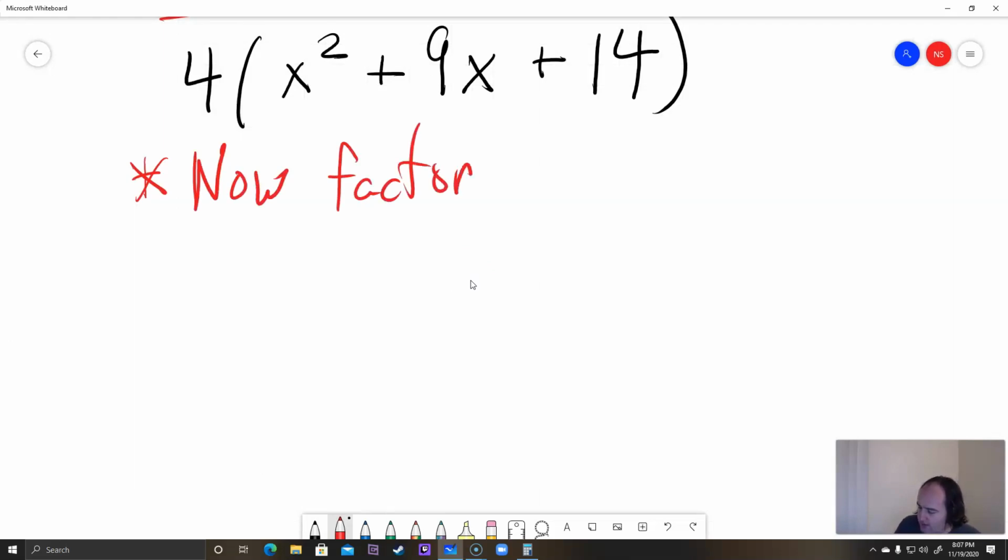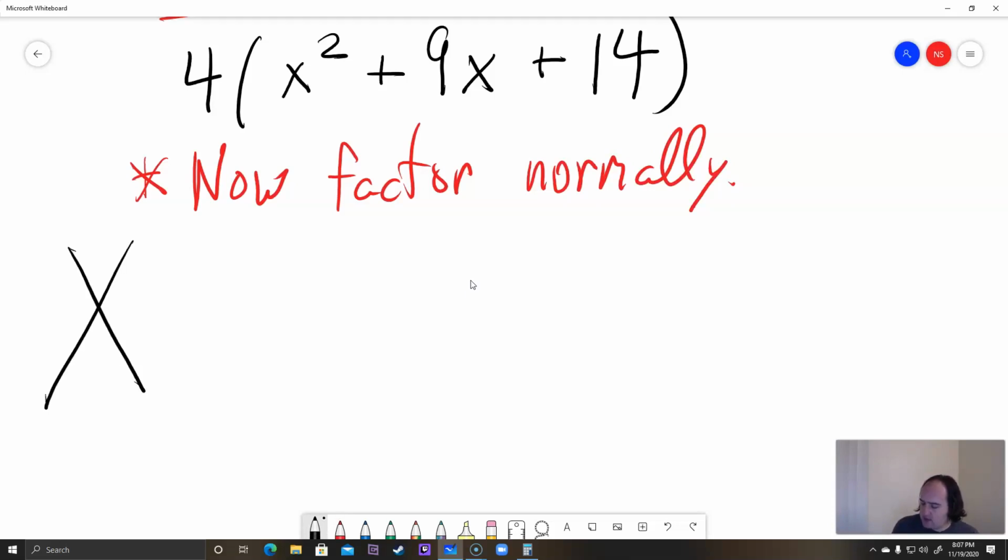So now we factor normally. Okay, so the 4 just stays out front, and then we're going to go ahead and use the x method. But we're using this polynomial inside of the parentheses. So we're going to have a 14 on the top and a 9 on the bottom, because that's our middle term here. And notice the 4 doesn't show up at all.